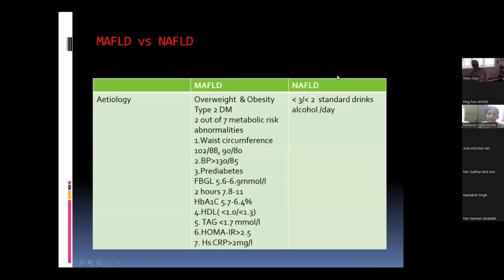So this is like the old format, non-alcoholic. In Australia, if you don't drink more than 3 standard drinks a day for men and 1 standard drink a day for females. But now with NAFLD, they extended it up to 3 and 2, and then you have what I summarized earlier: overweight, obesity, type 2 diabetes, 2 out of 7. So you should know this by heart. This has been phased out already. So forget about NAFLD. We concentrate on this.